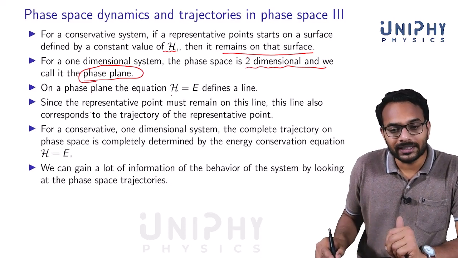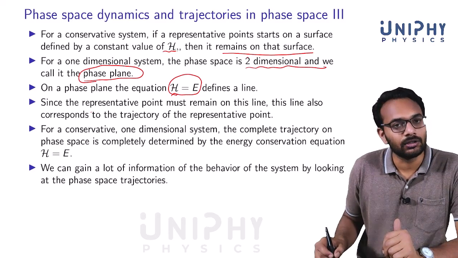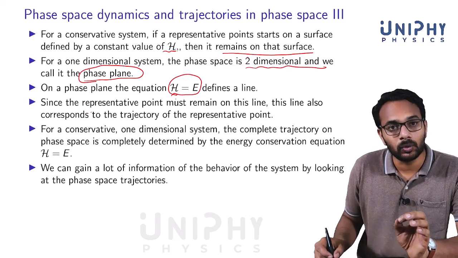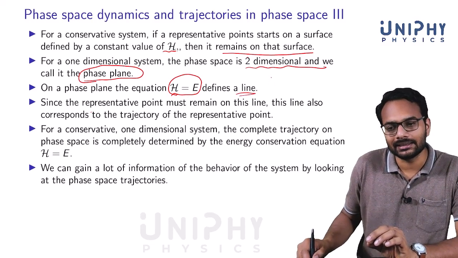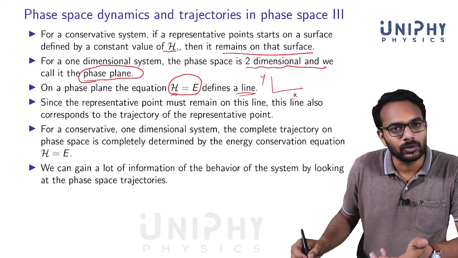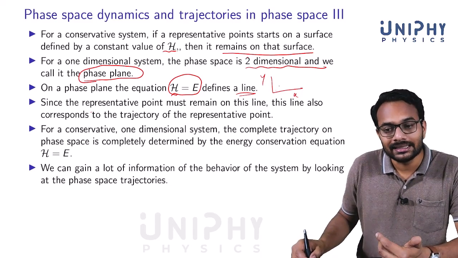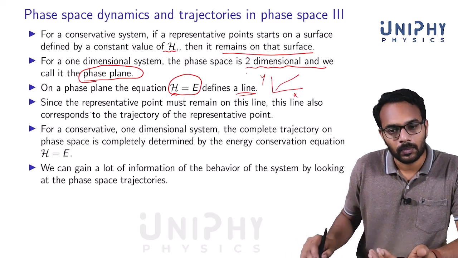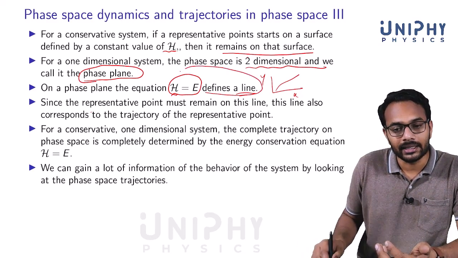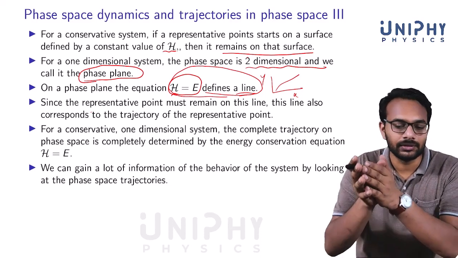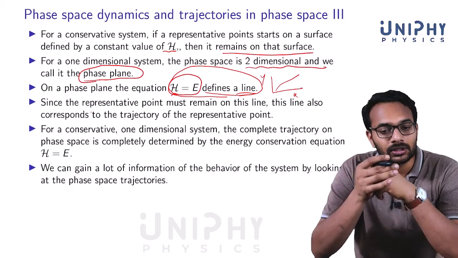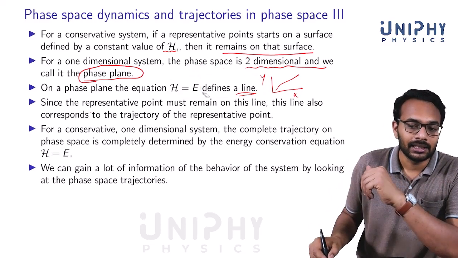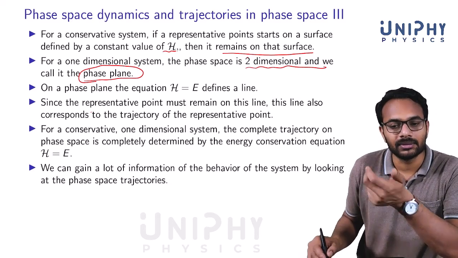Now, on the phase plane, we can define an equation like this: h is equal to constant. This means that some function of q and p is equal to a constant. This is a line. Just as in a two-dimensional space, y equal to constant or x equal to y or x plus y equal to constant are all lines. So this condition defines a line. If it's a four-dimensional or six-dimensional phase space, then you have a surface.